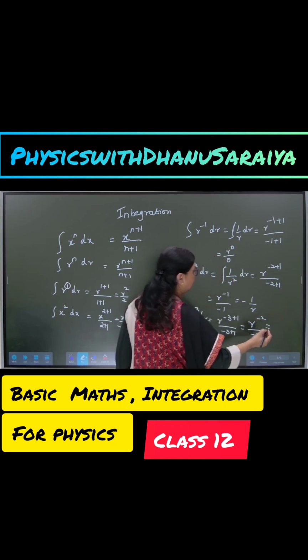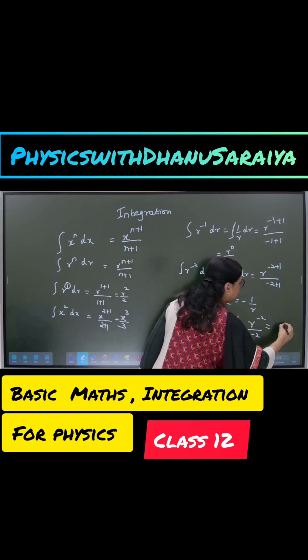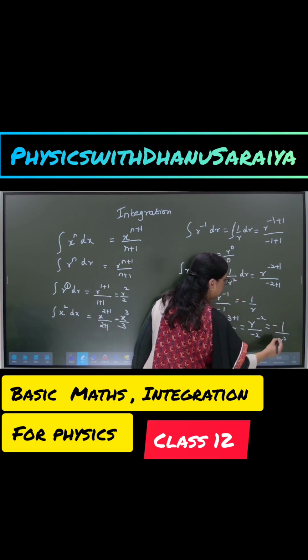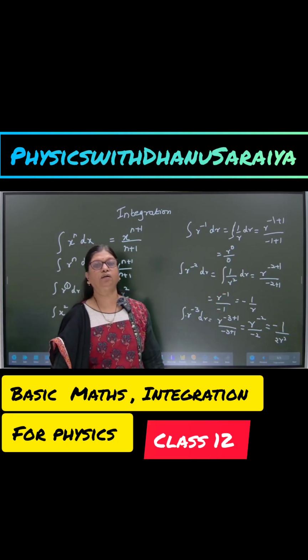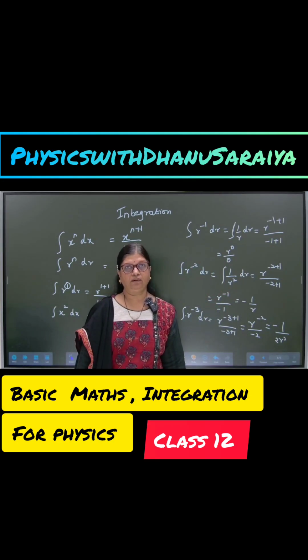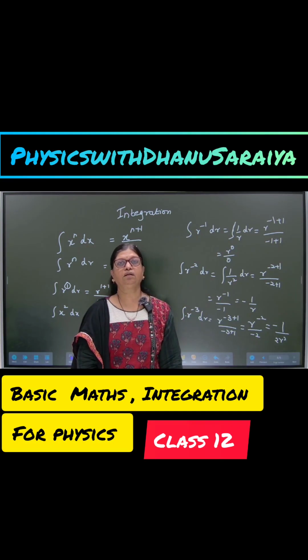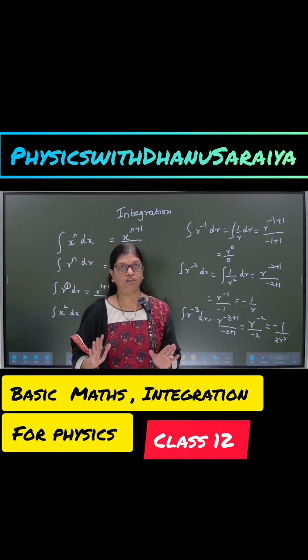Now I have to write it in the proper format just like this. So r raised to minus 2 can be written as 1 upon r square. Negative, I'll take it. And 2, I'll write it here. So what is my answer? Negative 1 upon 2r square. Clear? So, this is the formula of the integration we are going to use just now in our derivation.